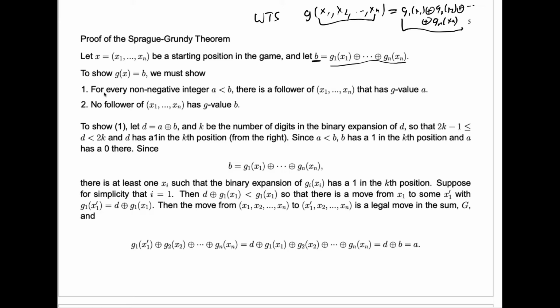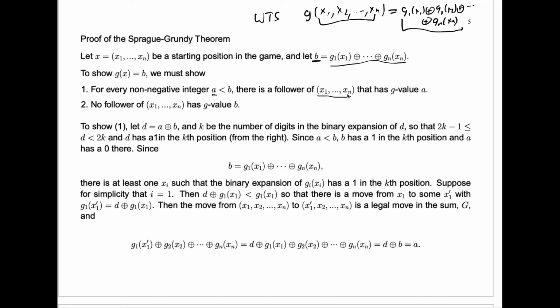So to show that b is the correct value for the Sprague-Grundy function, we need to show that a follower of this position can get you any number 0, 1, 2, 3, all the way up to b minus 1. That's any a less than b. And then, to show b is really the minimum one, we have to show that no follower has g value of b, that you don't have a follower that actually hits b, so b really is an excluded value among all the followers. And then we remind you what we mean by a follower.